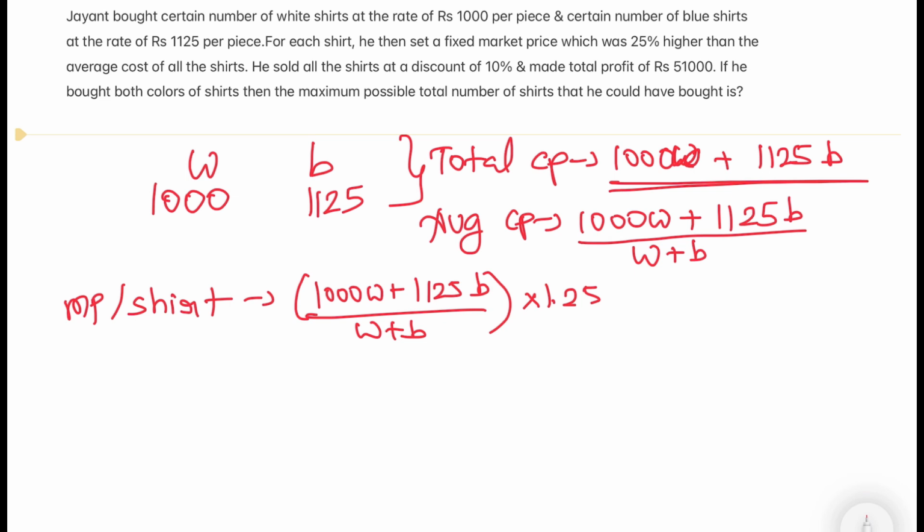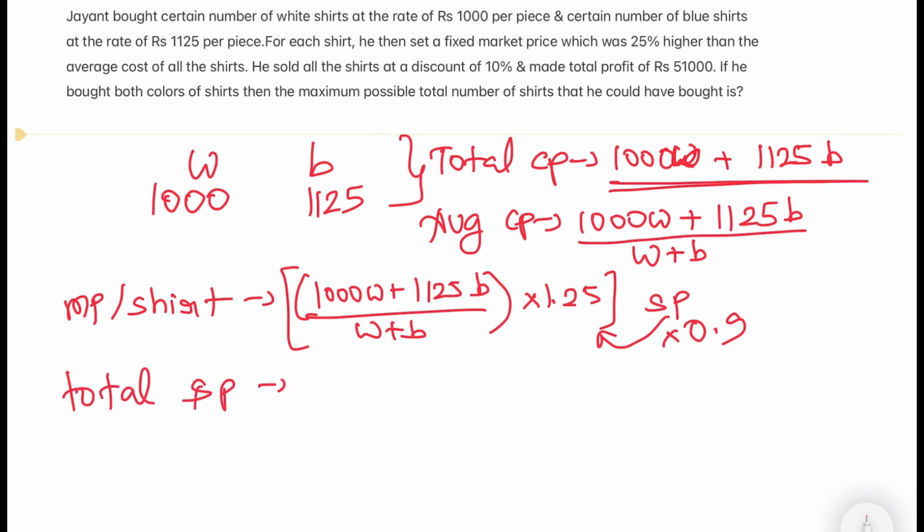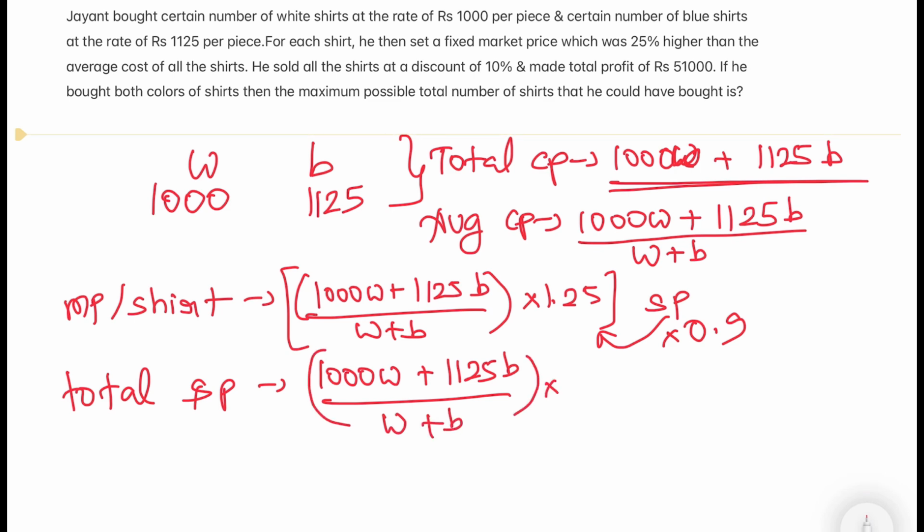He sold all the shirts at a discount of 10%. So the selling price would be this entire thing multiplied by 0.9. There's a discount of 10%, right? This is the selling price per shirt. So the total selling price will be now this entire thing, 1000 W plus 1125B upon W plus B, into 1.25 into 0.9 into the total number of shirts, which will be W plus B. W plus B gets cancelled out.